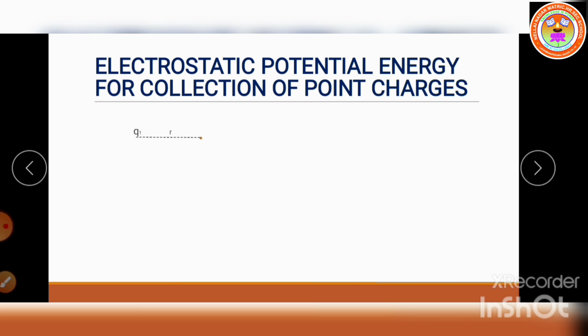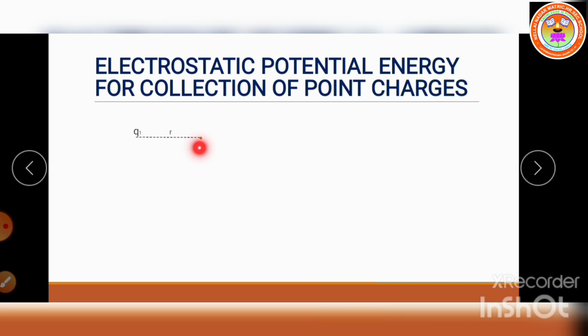Next topic, electrostatic potential energy for a collection of point charges. Now we are going to calculate the formula for electrostatic potential energy for a collection of point charges. Here we are going to calculate for 3 charges. So step by step we can calculate. Let us consider the first charge Q1. Now at a distance R, I am going to consider one point.